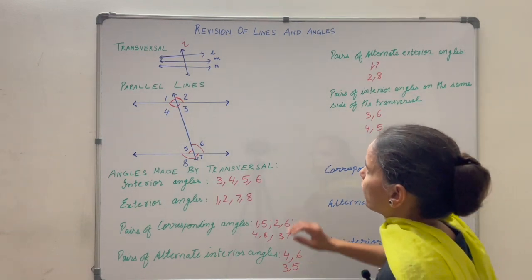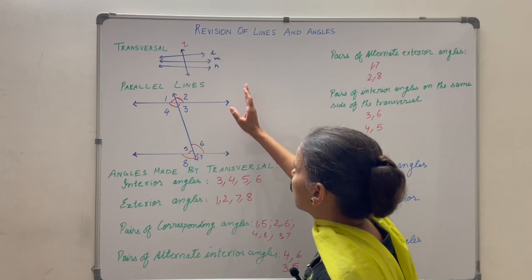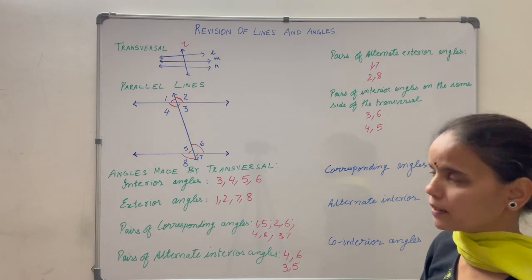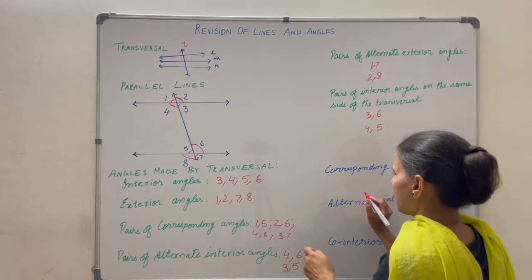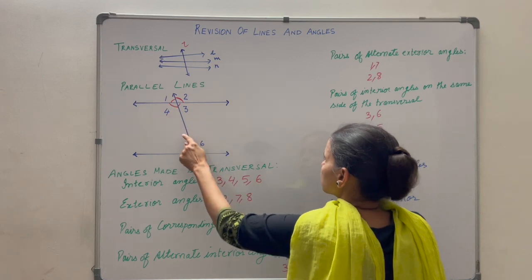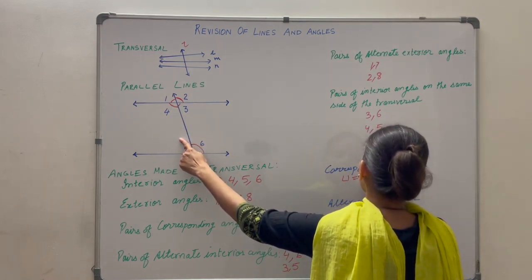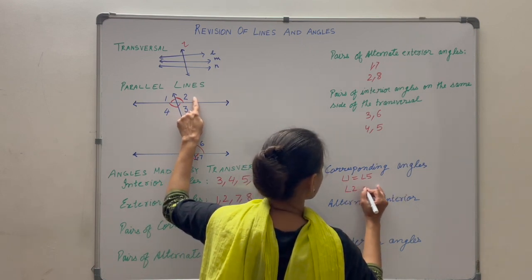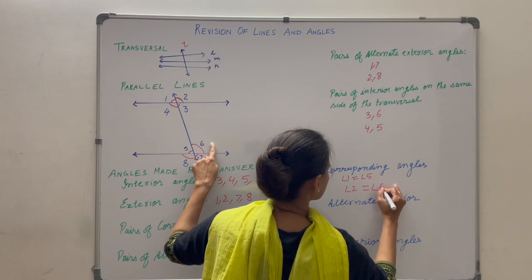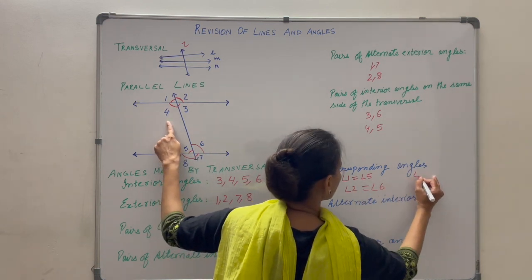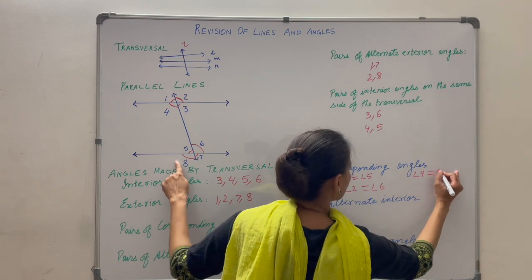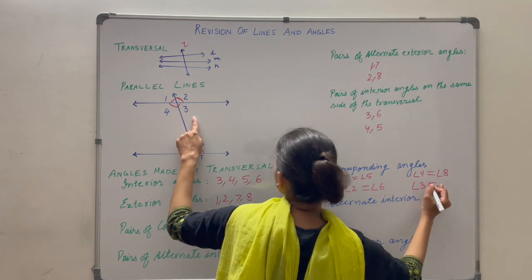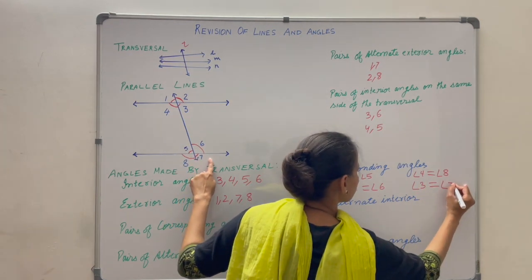Now, when a line intersects two parallel lines, then all the pairs of corresponding angles are equal. That means angle 1 is equal to angle 5, angle 2 is equal to angle 6, angle 4 is equal to angle 8, and angle 3 is equal to angle 7.